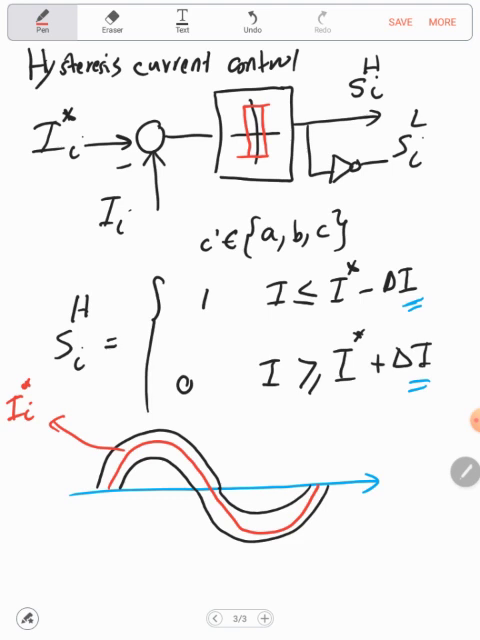Now the idea in the hysteresis control is to force the current to enter inside the envelope and stay there forever. So if this is the actual current, the hysteresis current control forces it to enter inside the envelope and to stay there forever.